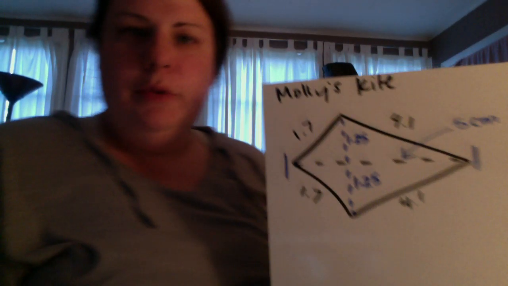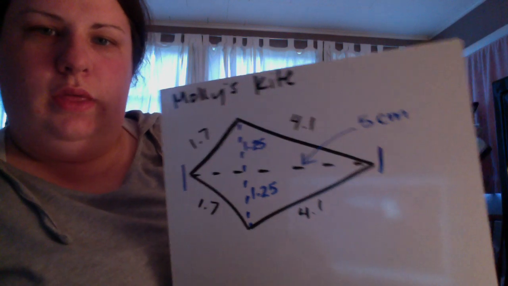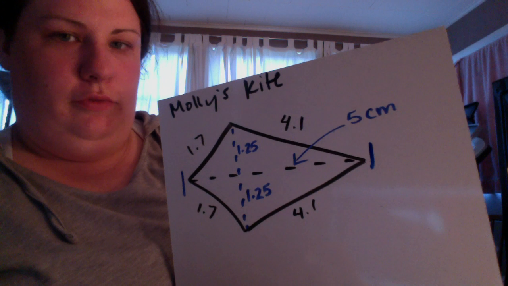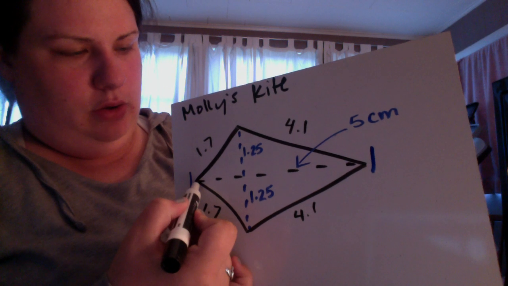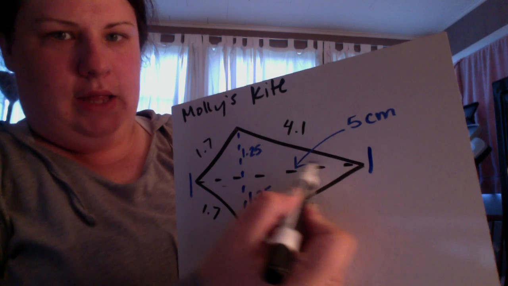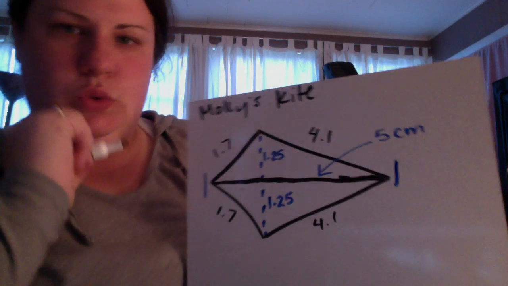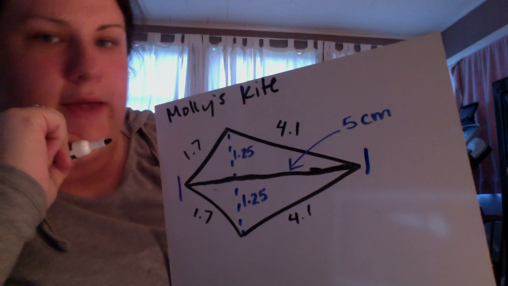So we're on slide number 10 and we're looking at Molly's kite. Here's a better drawing with some of those inputted lengths that we weren't sure of before. So initially she cut her kite across here, this black line in the middle. So now we have two triangles, one on the top and one on the bottom. These triangles are exactly the same.